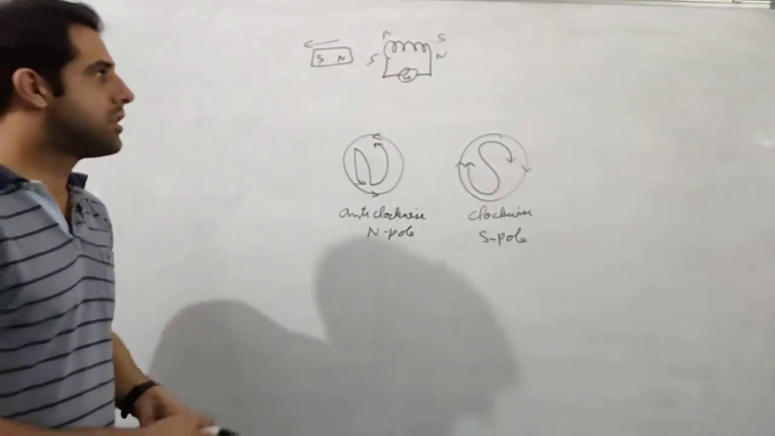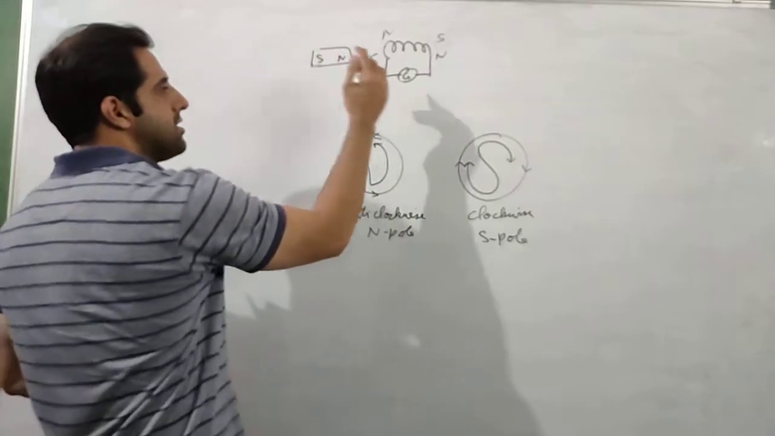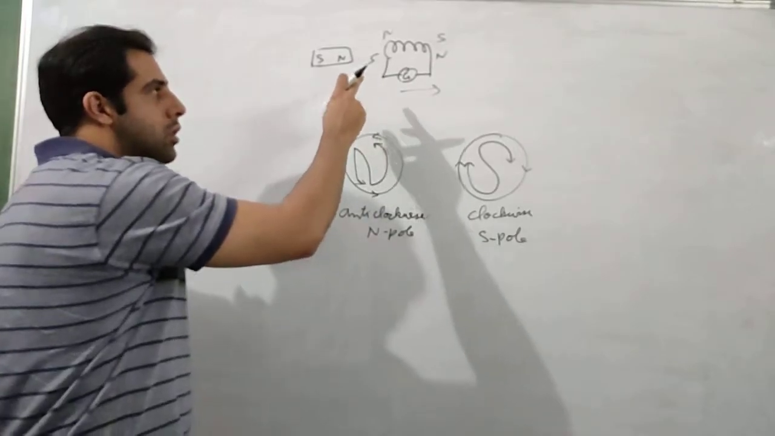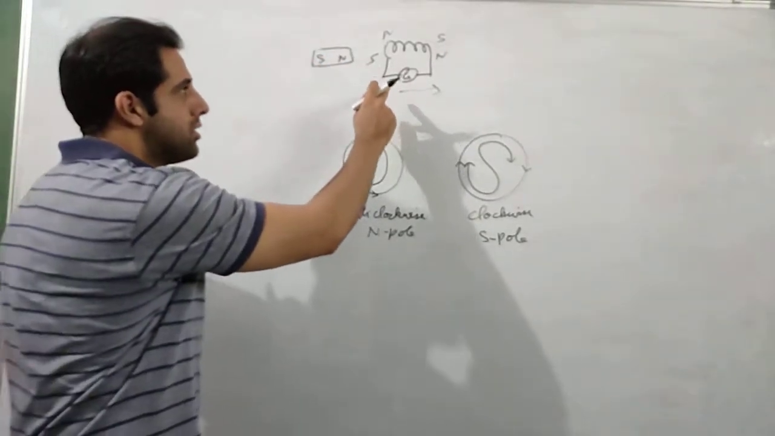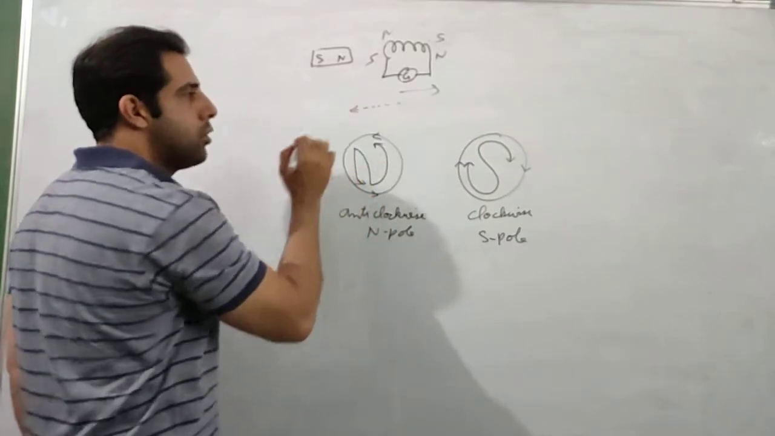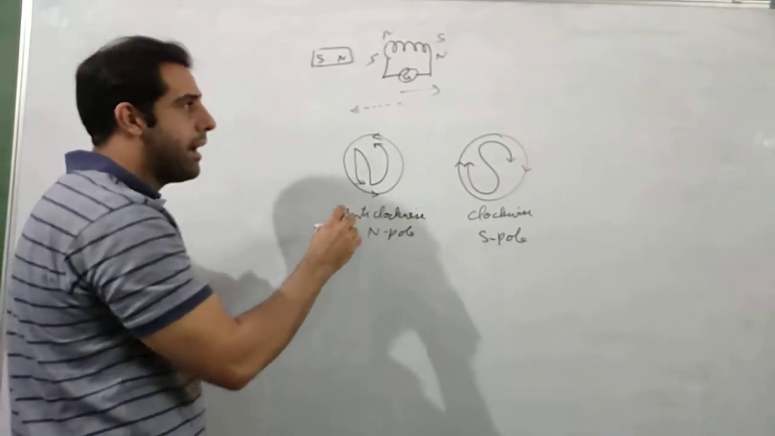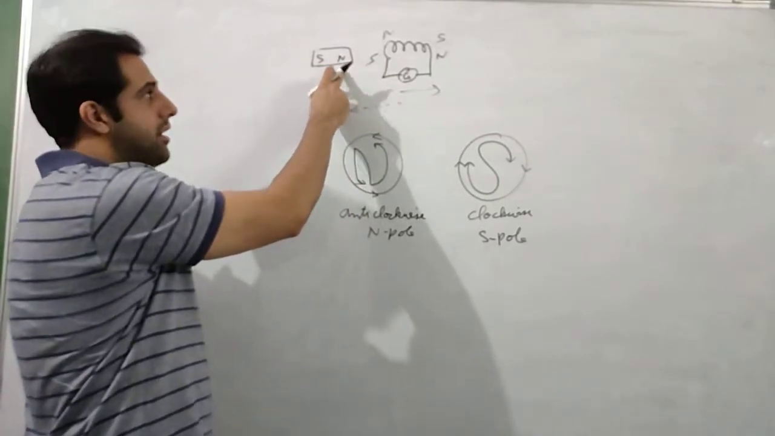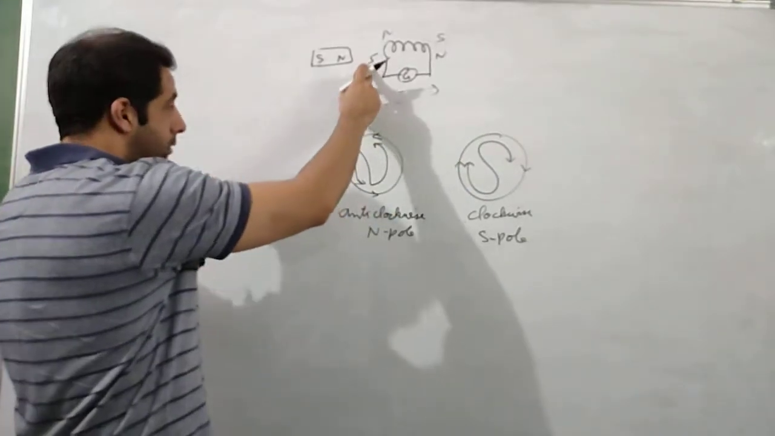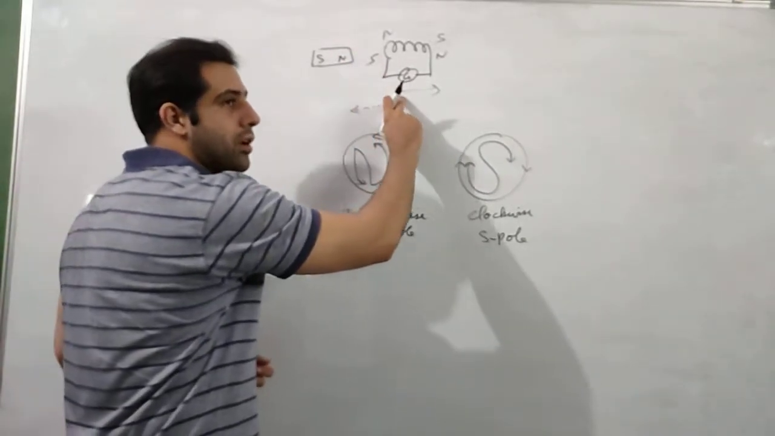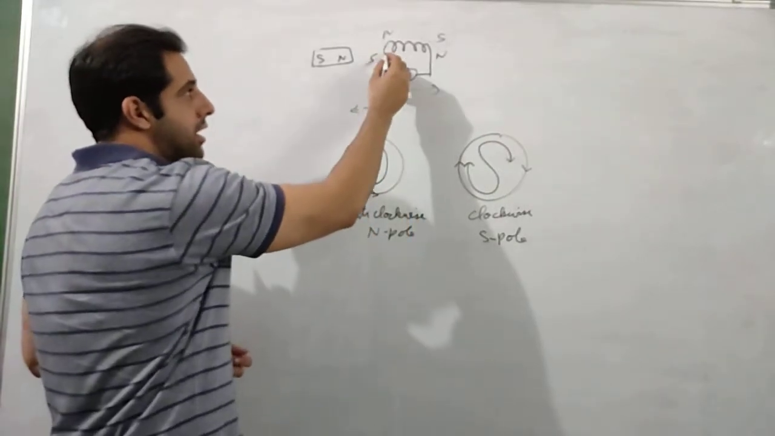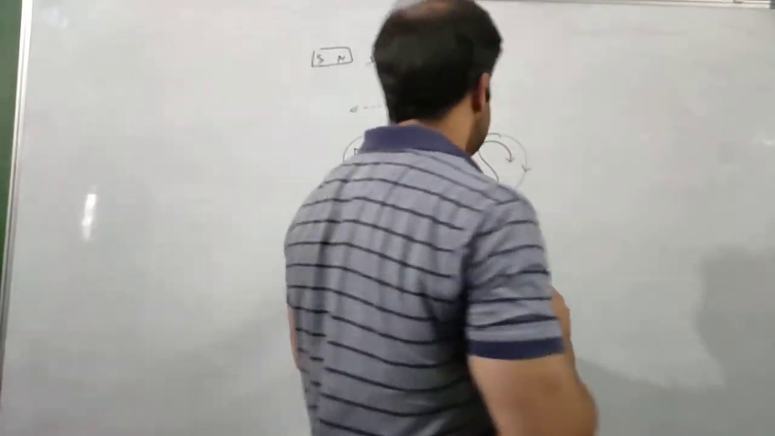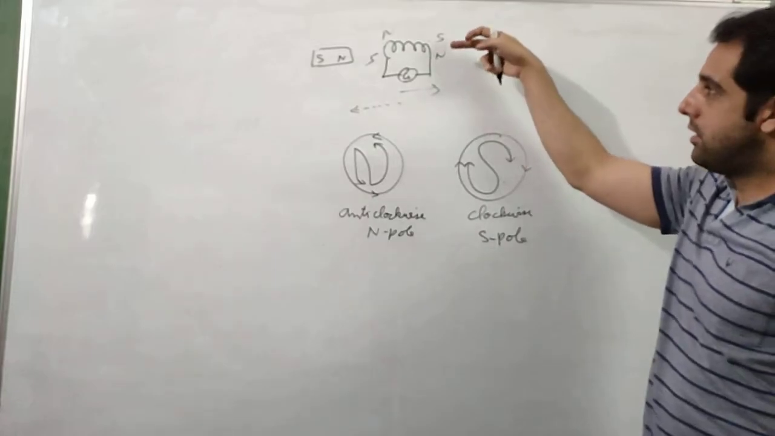It will try to oppose the motion of the coil. Suppose the magnet is stationary and the coil is moving away, again the current will be induced, but according to Lenz's law, the induced current will try to oppose this motion. That means the induced current will try to bring the coil back. How will it bring it back? By generating a pole here, so that it is attracted by the magnet. So the magnet pulls the coil. So which pole will be generated? South pole. That means when we are moving the coil away in this condition, the current in this coil from this direction will be in clockwise direction.